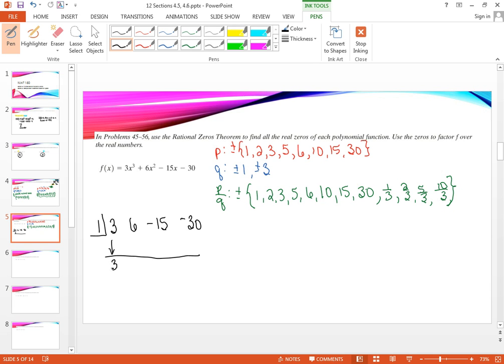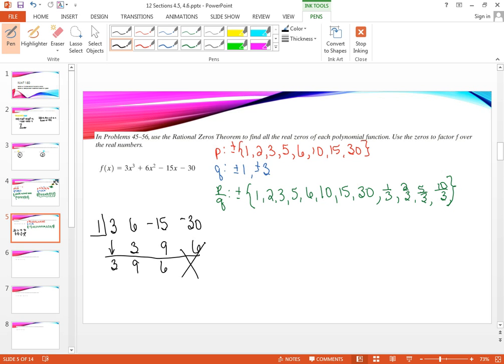Bring down the 3. Multiply. Add the column. 1 times 9 is 9. Add the column. Negative 15 and 9 is 6. Multiply again. 1 times 6 is 6. Negative 30 and 6 is not 0. Okay, that didn't work. Let's try another.